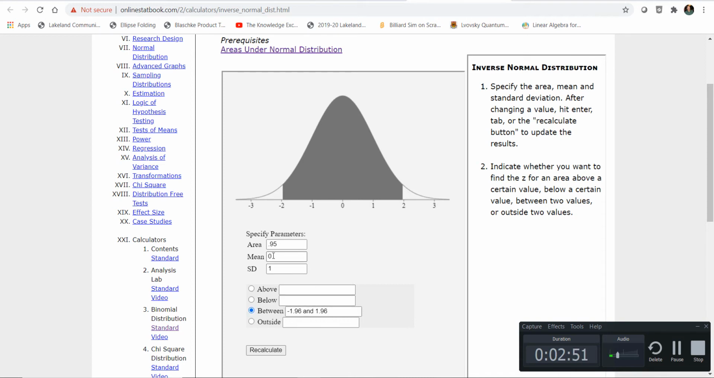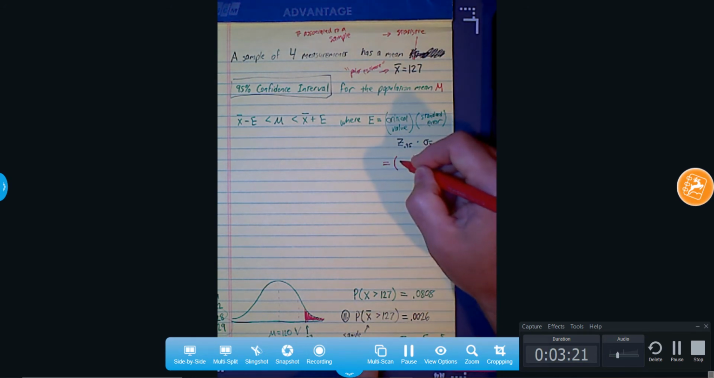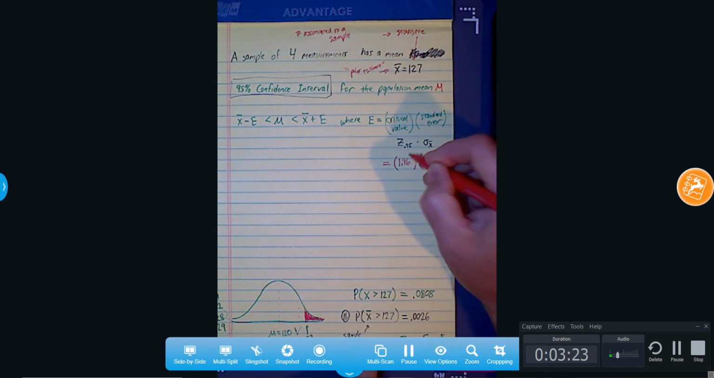You have to make sure that your mean is 0 and your standard deviation is 1 when you're looking for these z-scores, these critical values, right? Because that's how it works. The standard normal distribution is this. And so we are just under 2 standard deviations. And so if I go back to my paper, the z-score I want is 1.96, okay?